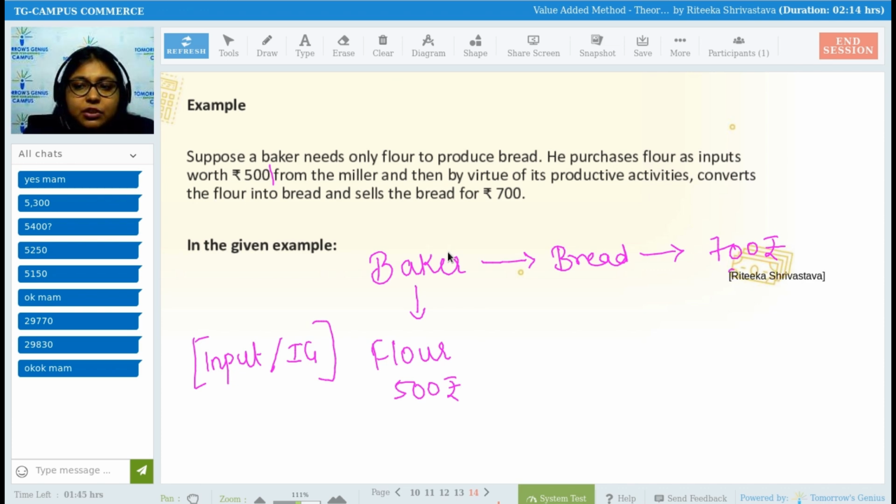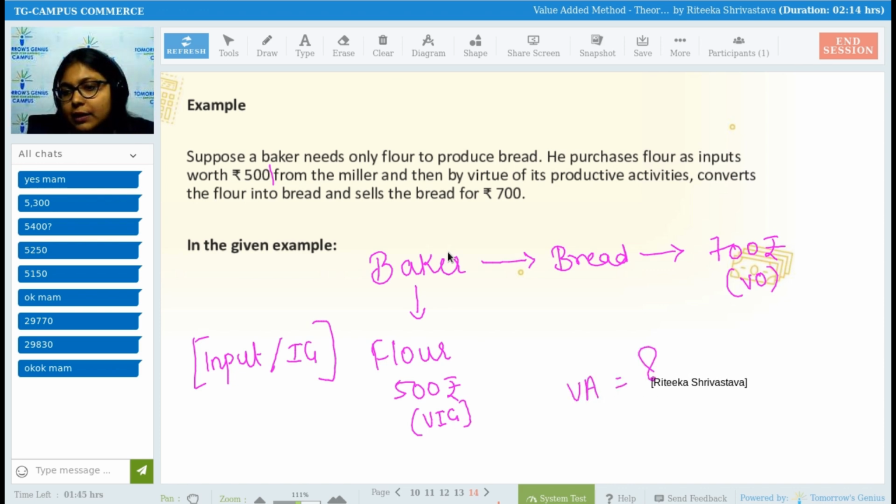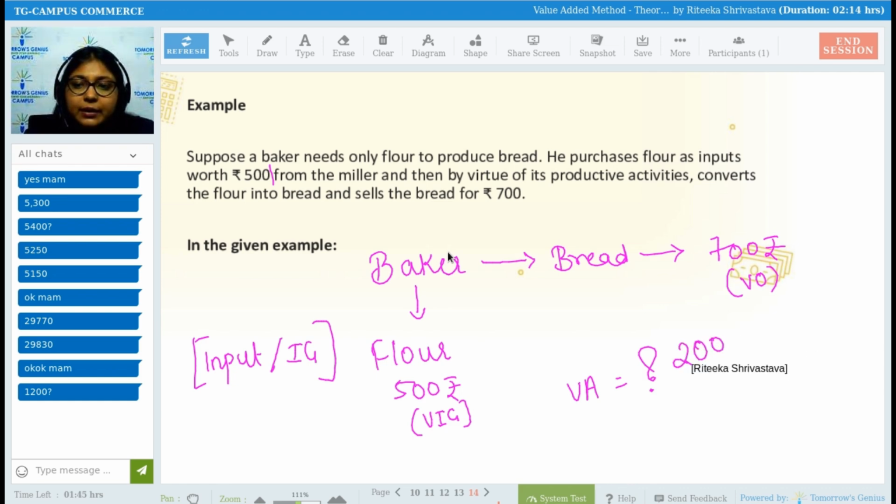This is my total output which I am getting. This is my value of output, and this is my value of intermediate good. Then if I want to find out value added, then how much is it? No, not 1200. It would be 200. You never include this plus this.